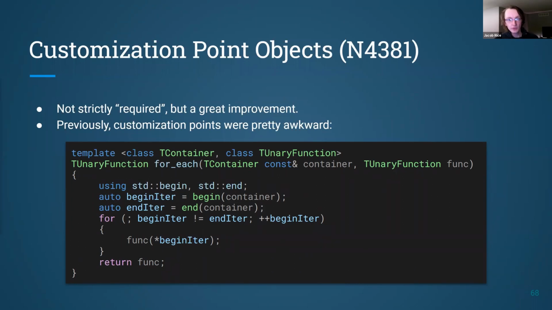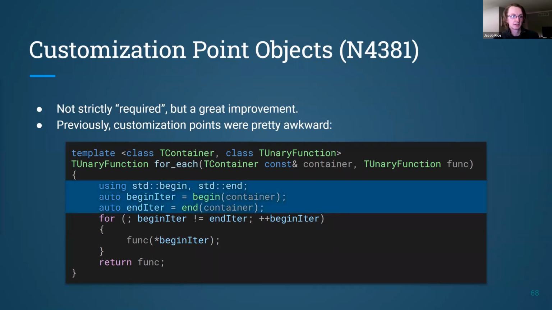So previously in C++17 and before, customization points like begin, end, and swap were pretty awkward to use. You see here that I am using std begin and std end, and then I'm calling unqualified begin and end, and hoping that I get the right version. This is using something called argument dependent lookup, ADL, which if you aren't familiar, there are some great talks about why relying on ADL is often problematic. So a couple by Titus Winters come to mind. I definitely recommend watching that if you don't know much about it, but I'm not going to go into it too much.